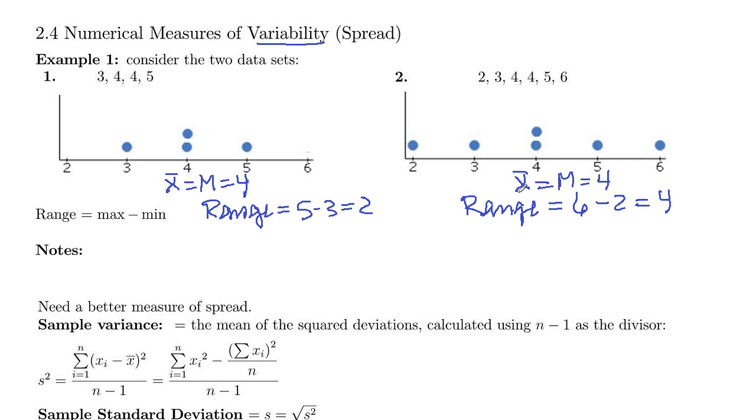And range is very easy to calculate. However, it's just a rough measure because it only uses two values, the maximum and the minimum. So some notes here are that range is just a rough estimate. It's a crude measure. It only uses two values.